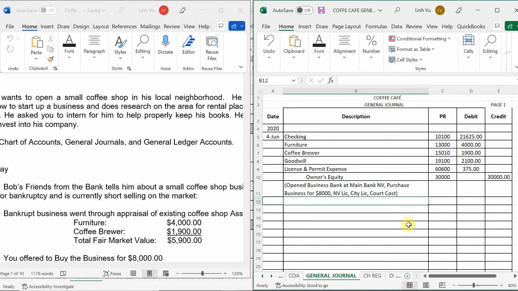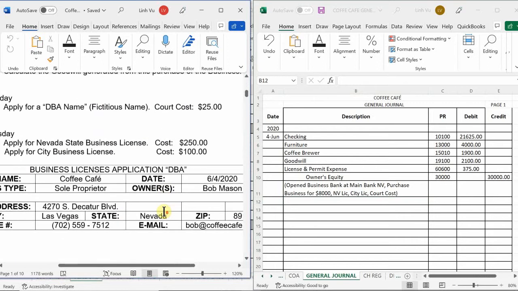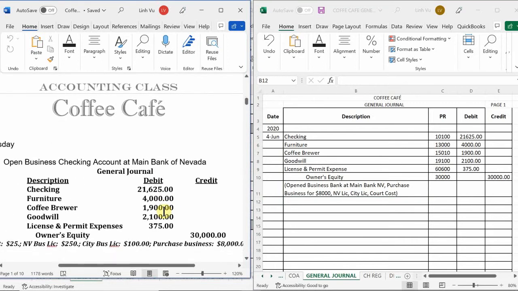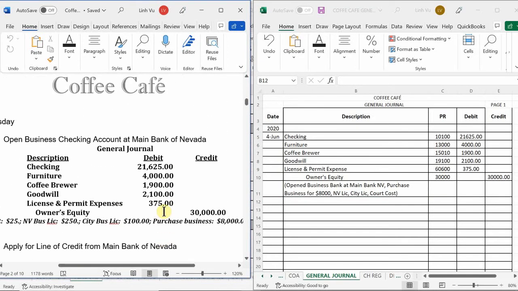And there you go. Now I completed my journal. So now that I finished my journal, I can go ahead and post it to my ledger so I can know what my running balance is at all times.